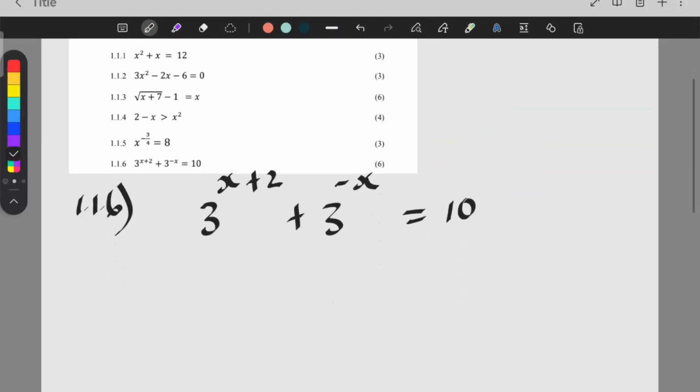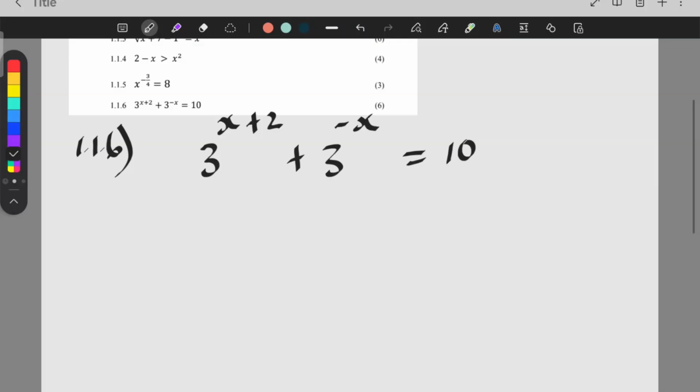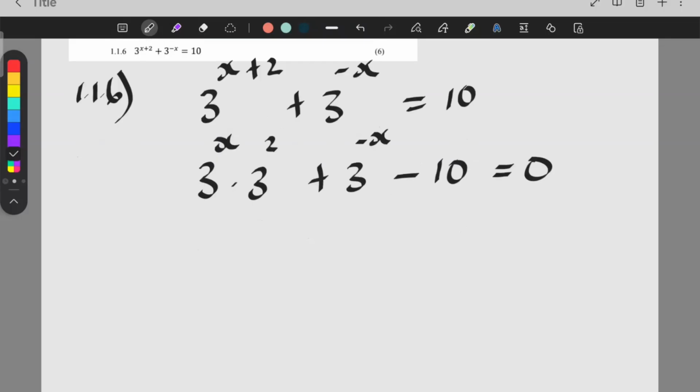Okay, let's look at our next question, 1.1.6. With this question, the first thing I would do here is, here I have a positive 3 to the x. So I would break this up, 3 to the x, 3 to the 2, plus 3 to the negative x, and I would bring the 10 over. Now I notice this is 3 to the x, and this is 3 to the negative x. So I can't take out a common factor. So what I'm going to do is leave this like this. But to make this negative x a positive, I must bring it down.